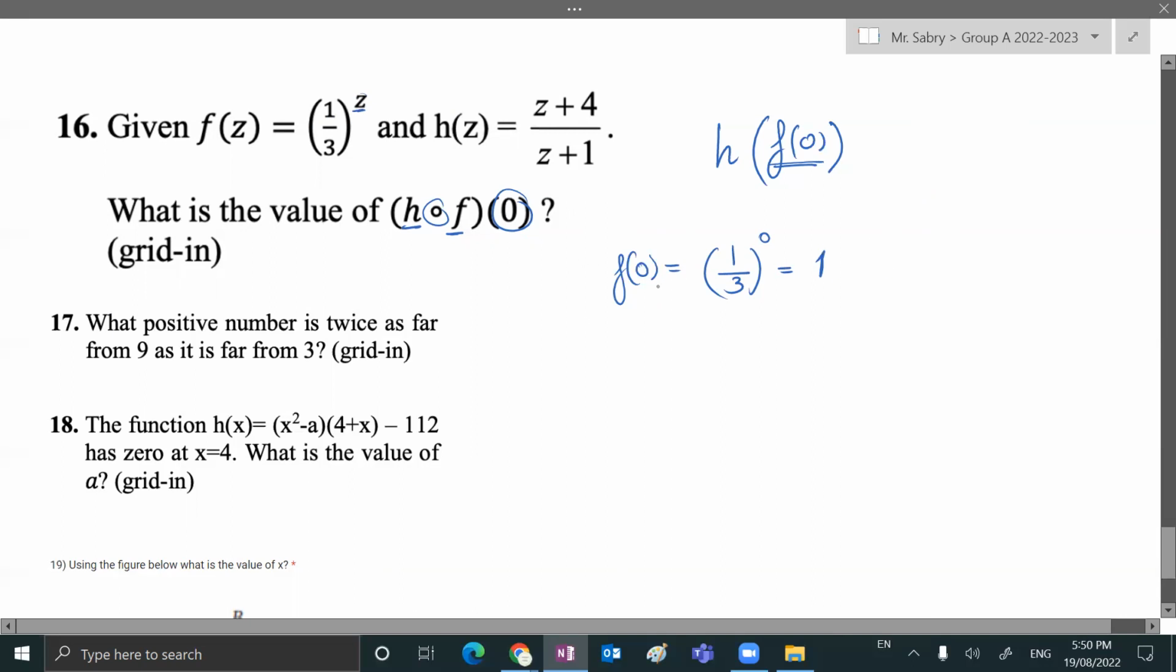So now f of 0 is just 1, which means I actually want to find now h of 1. How do I find h of 1? I'll go for the function h, remove each z, and substitute 1. So here it goes. H of 1 is supposed to be equal to 1 plus 4 over 1 plus 1. This is mainly 5 over 2, which is 2.5. You can write it this way, it's correct. You can write it this way, it's also correct. Any questions here?